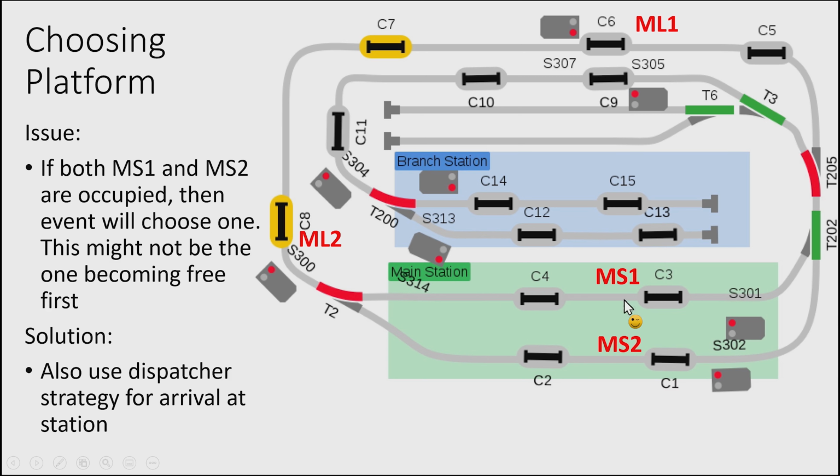However, what if the train that is on MS1 leaves first? Then it will still be waiting for the MS2 or the platform 2. So the solution to that is you could actually make another dispatcher for this, and it could sit and wait until somebody is ready to enter the train station and then trigger it that way. So you could do that.